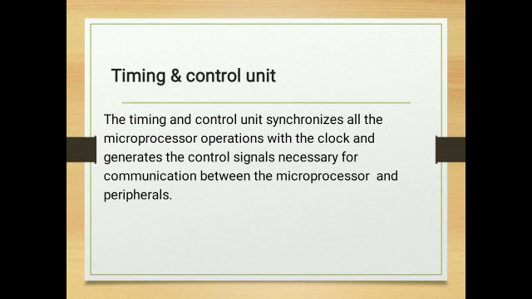Timing and control unit. The timing and control unit synchronizes all the microprocessor operations with the clock and generates the clock signals necessary for communication between the microprocessor and peripherals. Basically, the timing and control unit acts as the brain controlling all the operations of the CPU or microprocessor. It also controls input output and all other devices connected to the CPU, and it provides timing and control signals to control the flow of data between the microprocessor and input output devices.